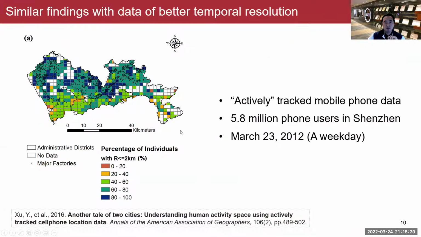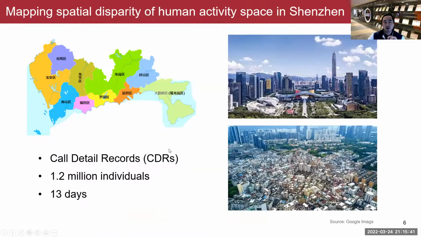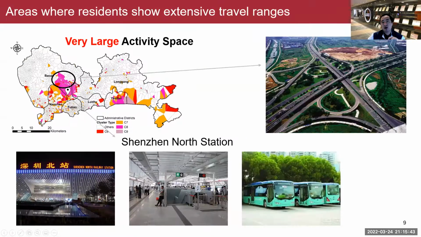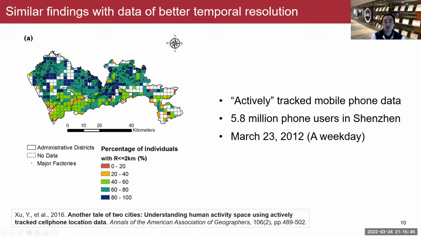But for this particular paper, it used CDR data, right? Some people might argue, what if I don't use a phone? If people seldom make phone calls or send text messages, the data will be very sparse. So whether the findings would be biased. So we want to see, for example, if we have data with better temporal resolution, if we can track people regularly over time, whether the findings would be the same.